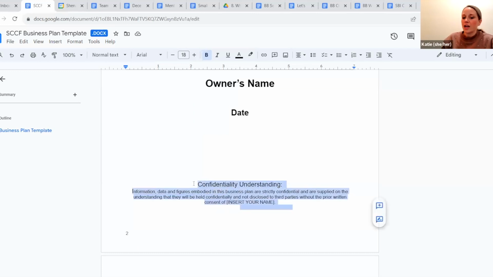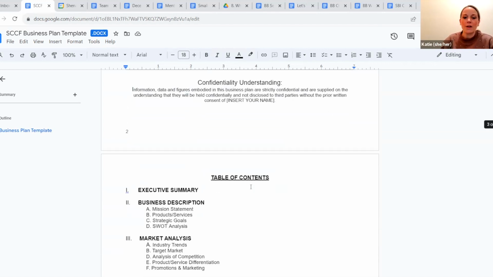Next, we have this confidentiality wording here, which definitely keep in there as well. Obviously, just change your name here at the bottom. This just lets whoever is reading it, whether that's a banker or someone on a selection committee for a pitch competition, know that the information you're sharing is privileged information, right? And that's not something they should just be sharing broadly with anybody on the street. Okay, so keep that in there as well.